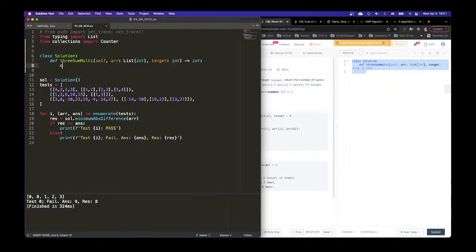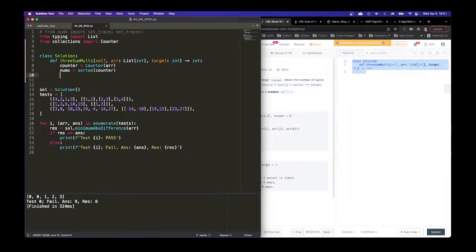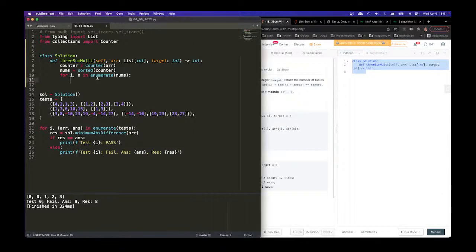We say counter equals Counter of the array, right? And then for key nums in sorted counter, we're going to go one by one, right? And say for i, n in enumerate nums. Perfect. Now what? For each num, we're going to try to take it three times. So take three times.